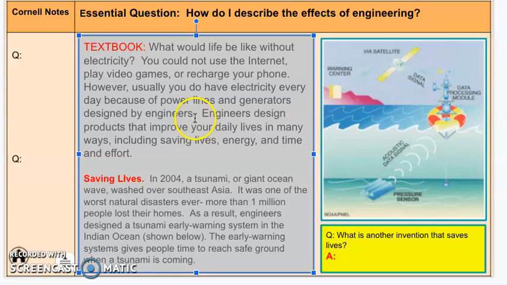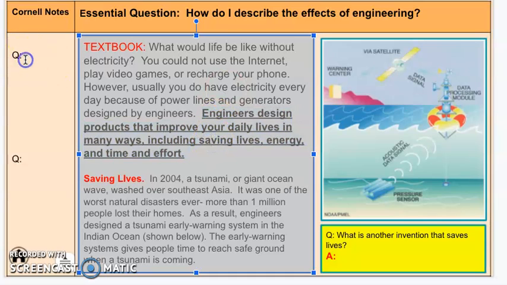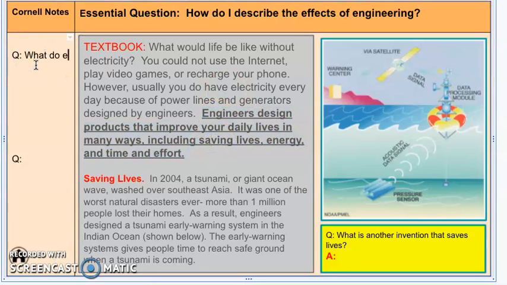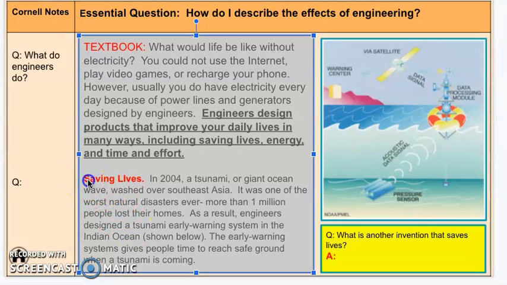Okay, so basically this first part right here is talking all about examples. Examples about what energy and electricity does. But right here, this sentence is telling what engineers do. So we're going to bold and underline that. And our question could be, what do engineers do? That's a great question. All right, this one, saving lives. If I were to make a prediction, I would bet that this is going to talk about some way engineers have saved lives. Here we go.